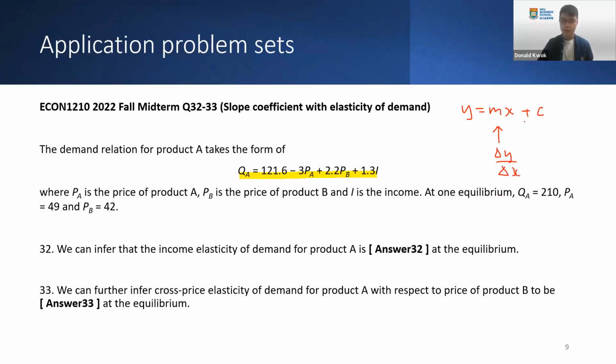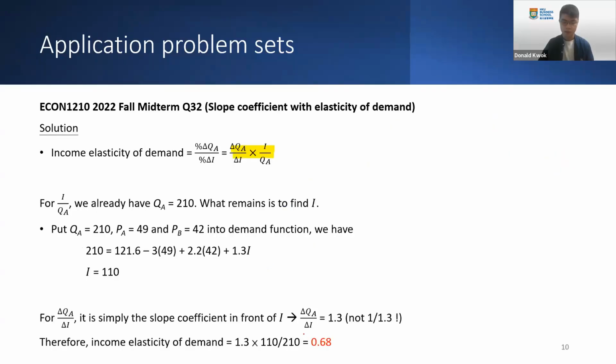This time, the left-hand side variable is not y. We have QA instead. So the slope coefficient will be delta QA divided by the right-hand side variable in consideration, which is income in question 32. So divided by delta I. This is why the coefficient in front of the variable is represented by delta QA over delta I. Okay, this explains why we have delta QA over delta I equals 1.3. And be aware, it is the slope itself instead of 1 over the slope.